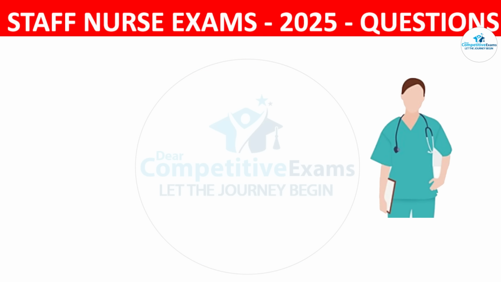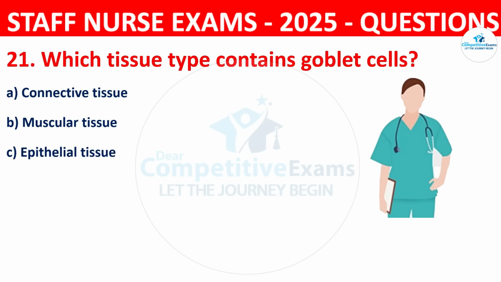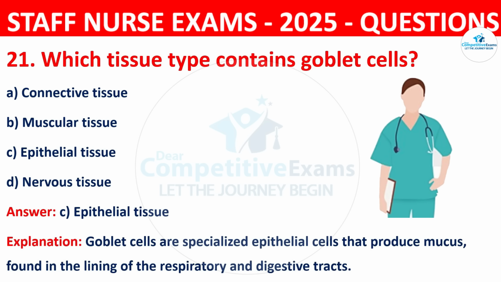Question number 21. Which tissue type contains goblet cells? Options are: connective tissue, muscular tissue, epithelial tissue, or nervous tissue. The correct answer is C, that is epithelial tissue. Goblet cells are specialized epithelial cells that produce mucus found in the lining of the respiratory and digestive tracts.